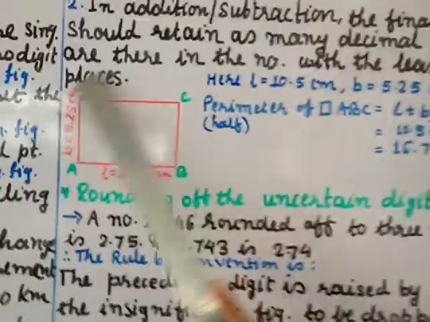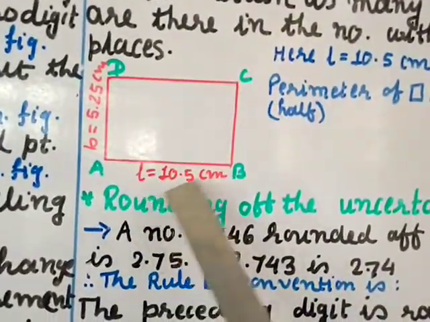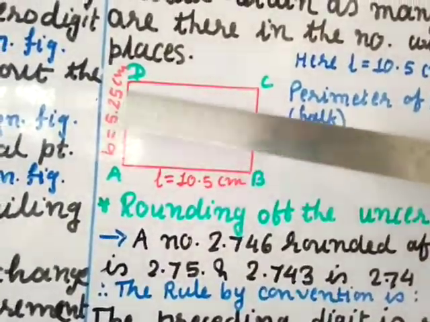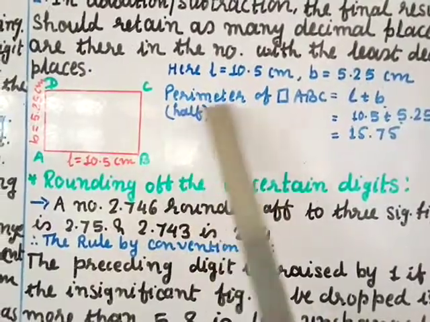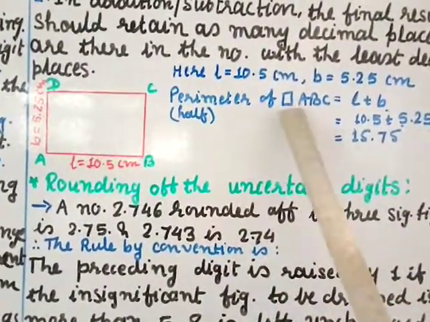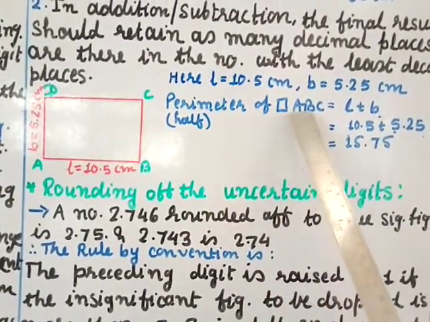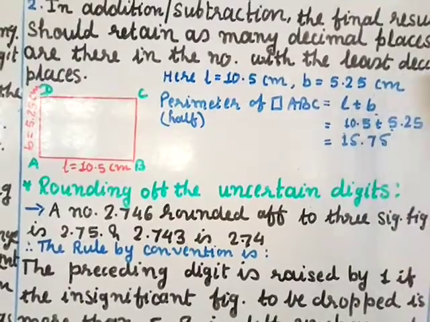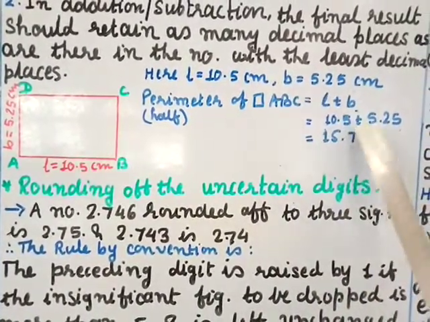Okay, so here I am again taking a rectangular sheet. Length is 10.5 centimeter and width I have changed to 5.25 centimeter. So L is equal to 10.5, B is equal to 5.25. I am taking half the perimeter, otherwise you have to multiply by 2. So half perimeter of rectangle ABCD, length plus width, okay, breadth. So L is 10.5 and B is 5.25.